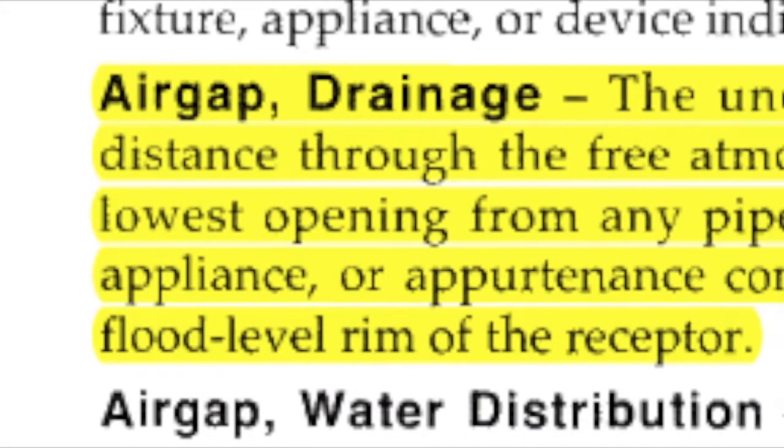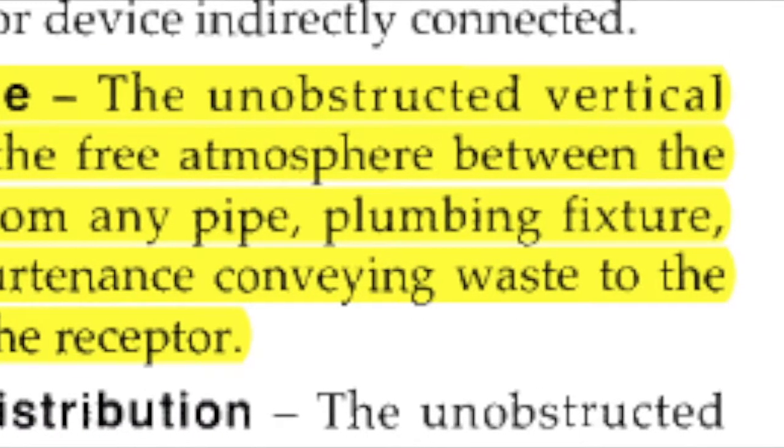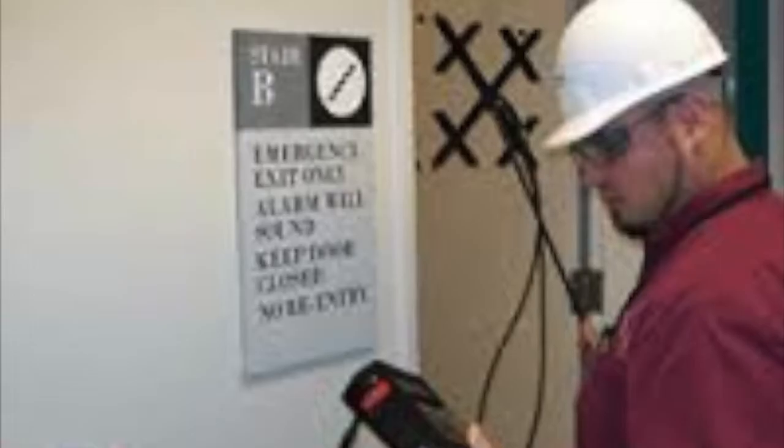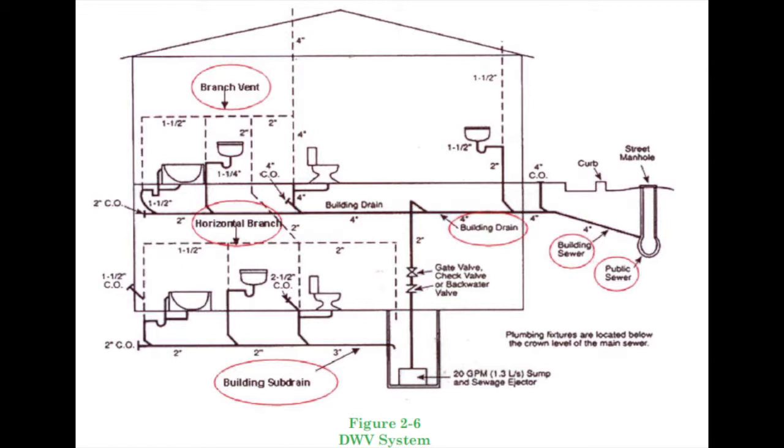Air gap, drainage. The unobstructed vertical distance through the free atmosphere between the lowest opening from any pipe, plumbing fixture, appliance, or appurtenance conveying waste to the flood level rim of the receptor. Approved. Acceptable to the authority having jurisdiction. Branch vent. A vent connecting one or more individual vents with a vent stack or stack vent.